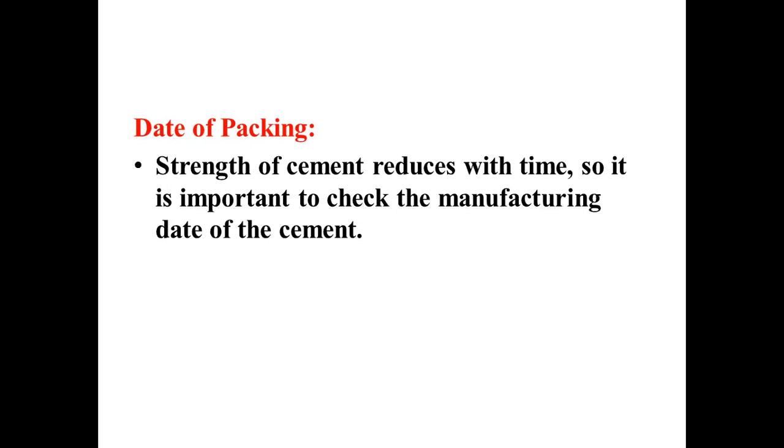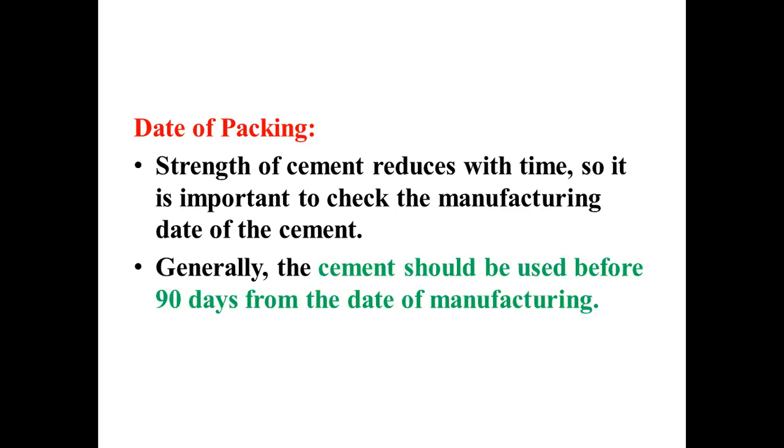Strength of the cement reduces with time. So it is important to check the manufacturing date of the cement, when it was manufactured. Generally, the cement should be used within 90 days from the date of manufacturing. Within 90 days we have to use it in the construction so that the quality conforms to the standards. Beyond 90 days it may sometimes still be good, but sometimes moisture may be absorbed by the cement bags if you are not storing the cement properly. So there is every chance of it.